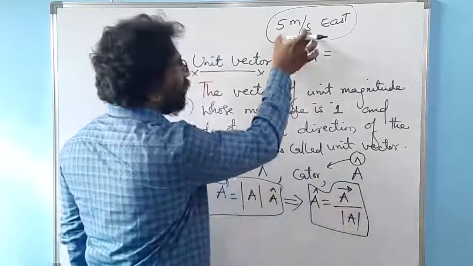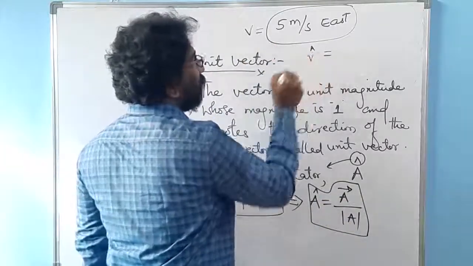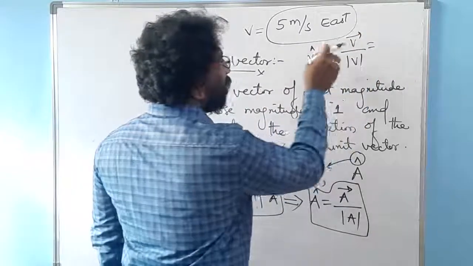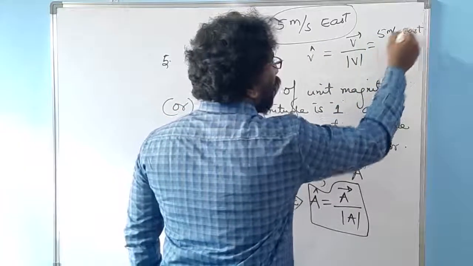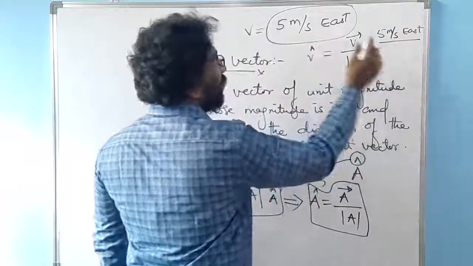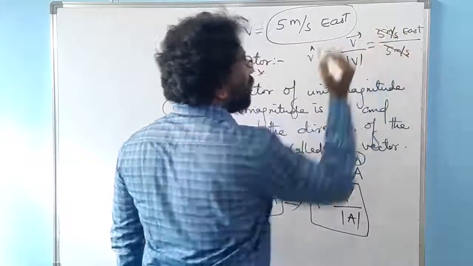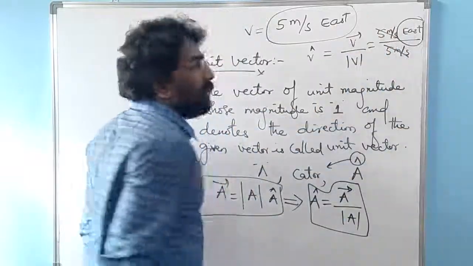What is the vector here? The vector is velocity, so I'll write it as velocity here. Velocity V cap is equal to V vector by mod V. So that is equal to 5 meters per second east over mod V, which gives only the magnitude, 5 meters per second. The 5 meters per second and 5 meters per second get cancelled. You will have only east ultimately.